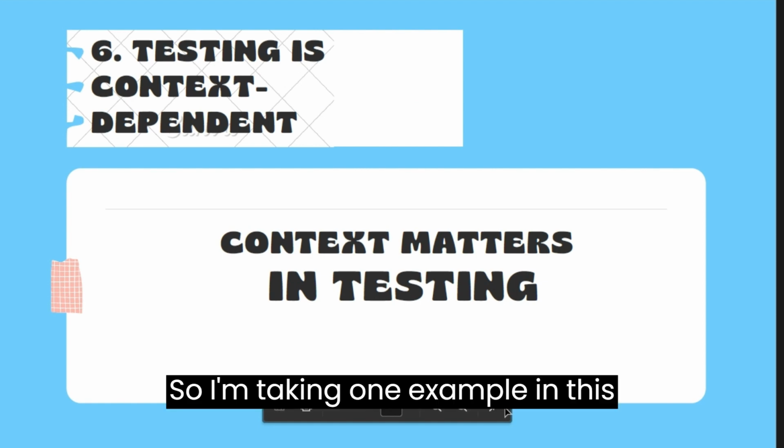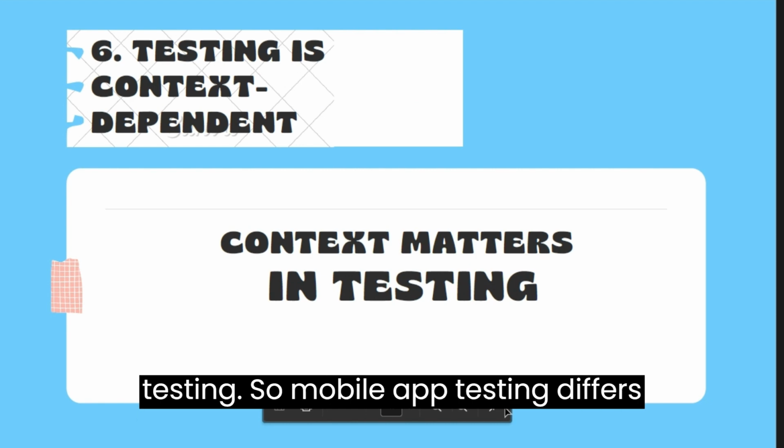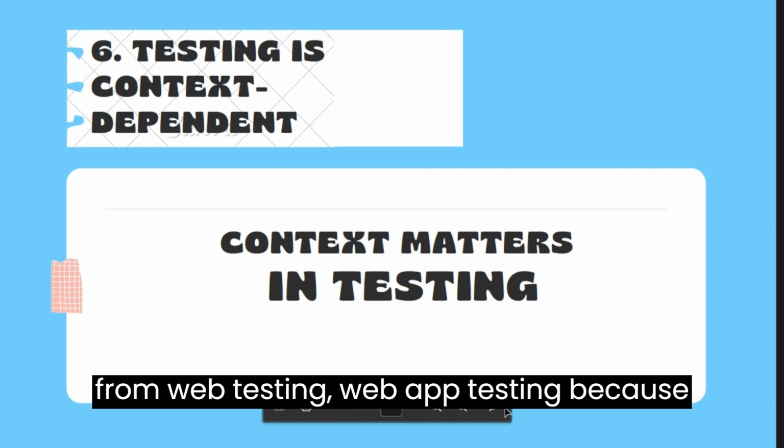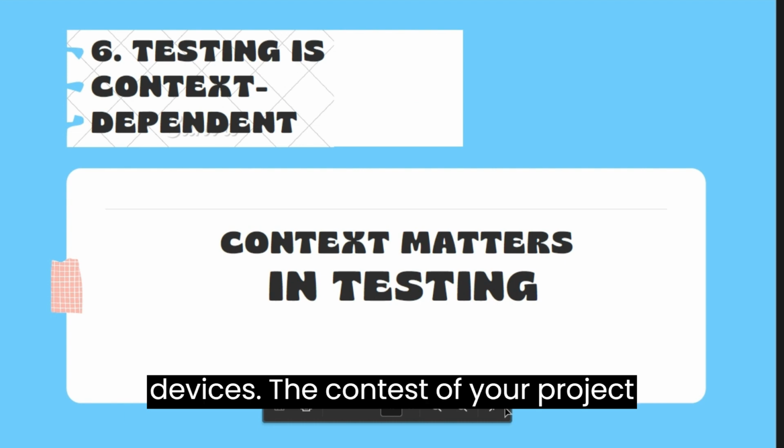So I'm taking one example in this context. So I'm taking mobile app testing. Mobile app testing differs from web app testing because of the unique characteristics of mobile devices. The context of your project guides your testing methods.